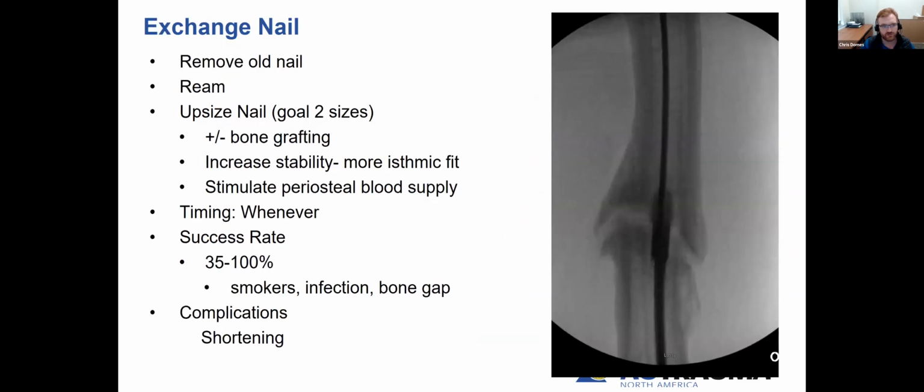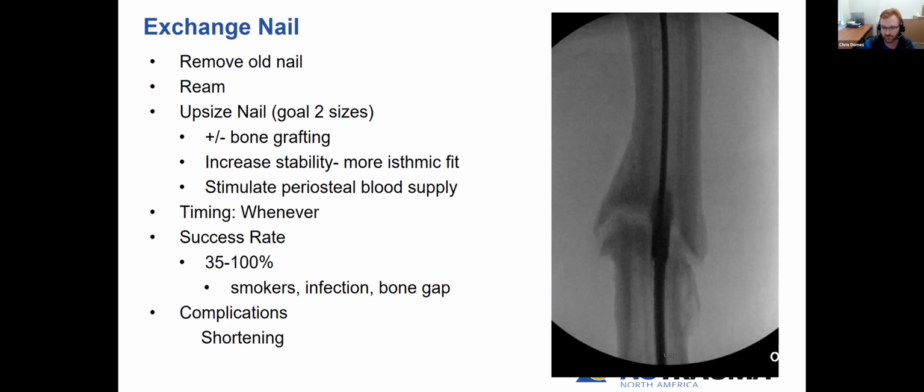Next, we have the exchange nail. What is this? It's removing the old nail, reaming, and the goal is to upsize your nail. If you can get 2 sizes, that's ideal. You can also bone graft on top of this. There is some argument that when we ream, we also introduce some of those good positive factors to the non-union site itself. But what are we really doing? We're increasing stability by increasing the isthmic fit.